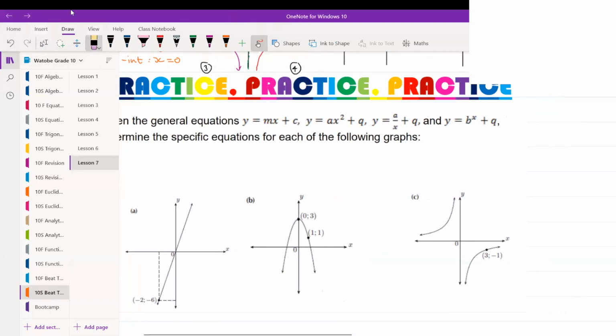All right. So we found that A is equal to -2, right? So y is equal to -2x squared plus 3.